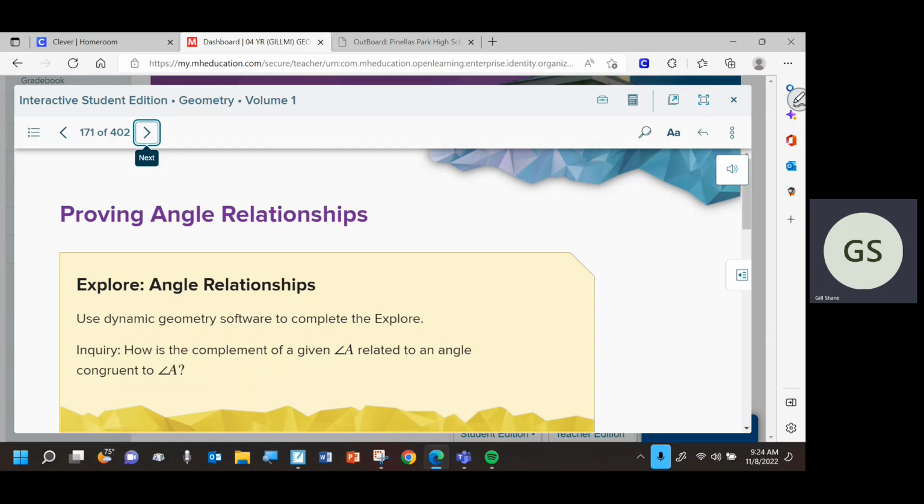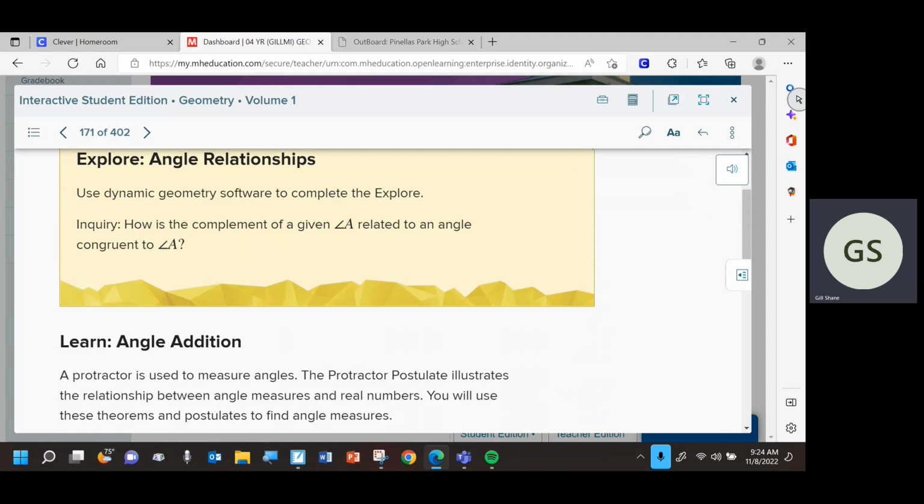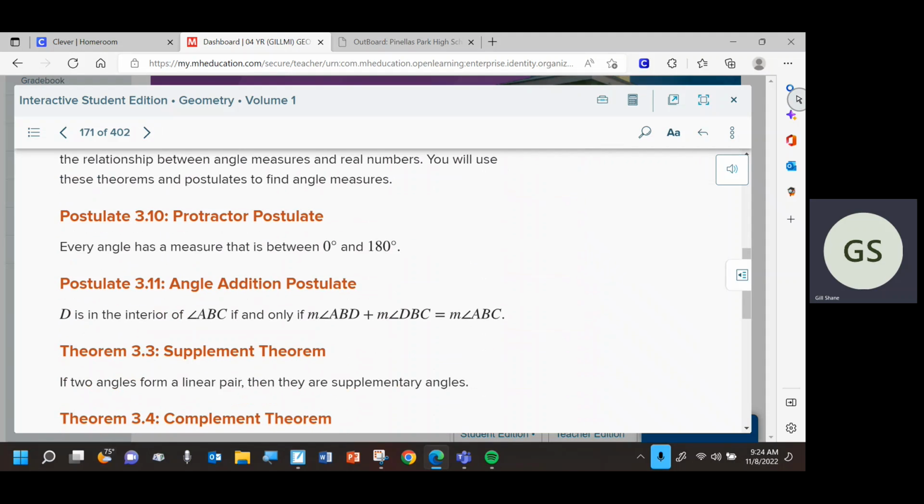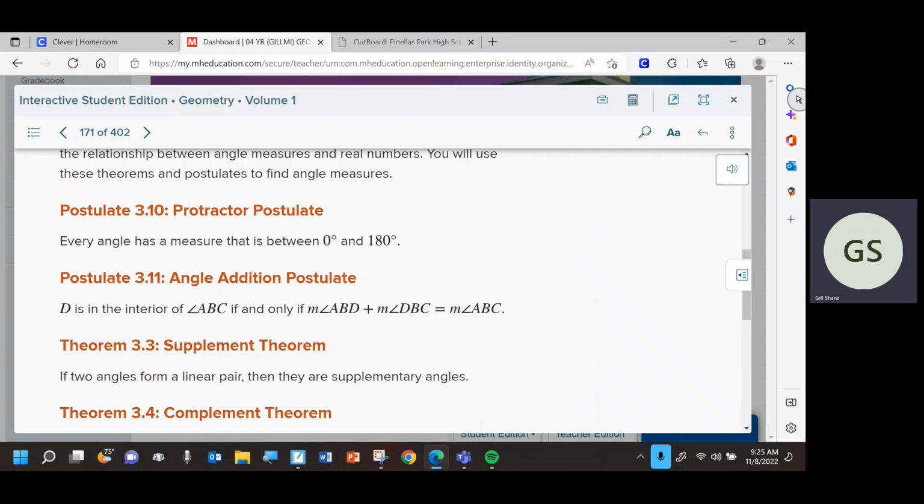And again, a lot of it's just logic-based processing. If you struggle with the logic part, then I can't really teach you logic. I can teach you hints to try to help you. So just like we said, the protractor postulate, kind of like the ruler postulate, just says that an angle has a measure in degrees. We can assign a number of degrees to an angle.